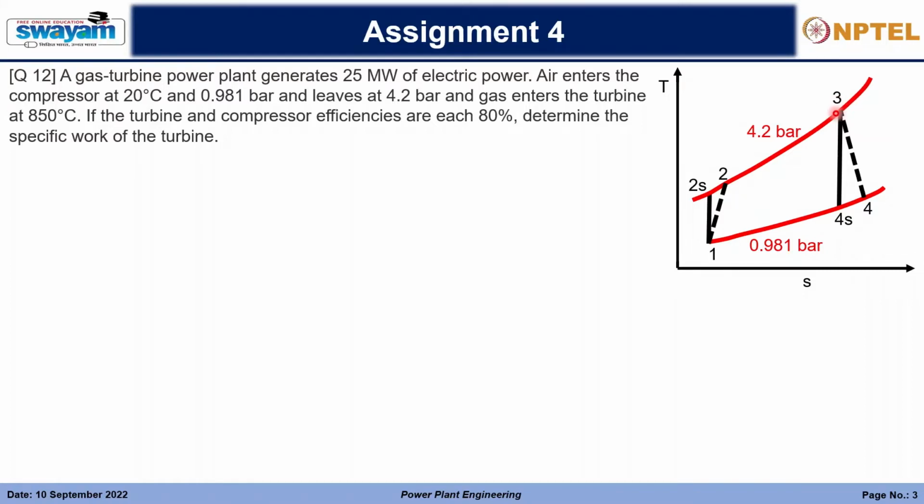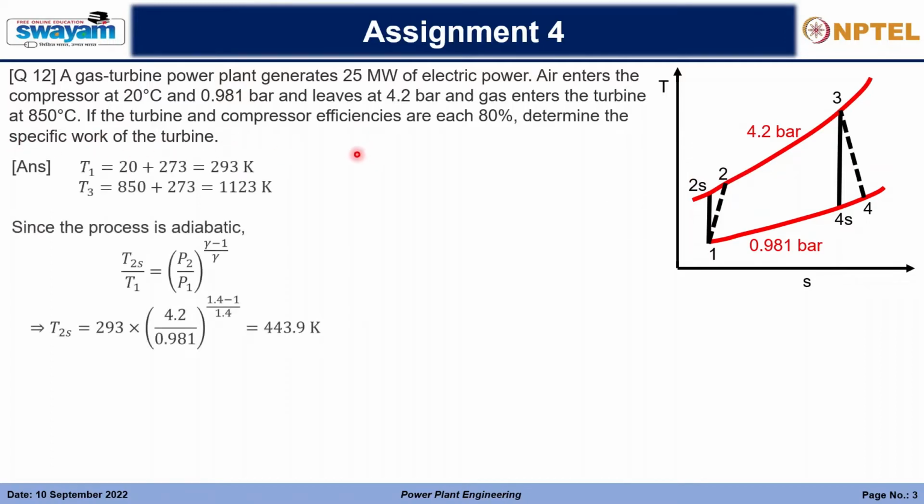What we are given is the inlet temperature to the compressor, the inlet pressure, the outlet pressure, and the maximum temperature, 850 degrees Celsius. In these kinds of problems we need to calculate all the temperatures: T2s, then T2, then from T3 we can calculate T4s. Using the efficiency of the turbine we can calculate T4, and after that the specific work of the turbine. So 1 to 2s is a reversible adiabatic process. Using this correlation we get the temperature at 2s, which is 443.9 Kelvin.